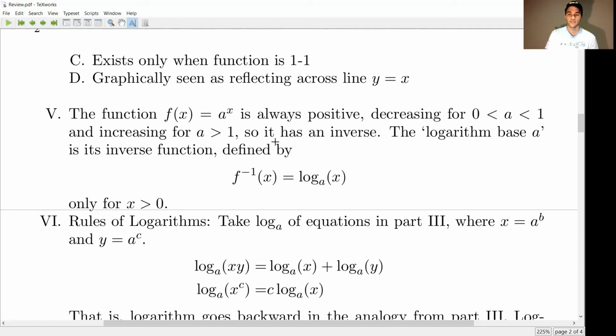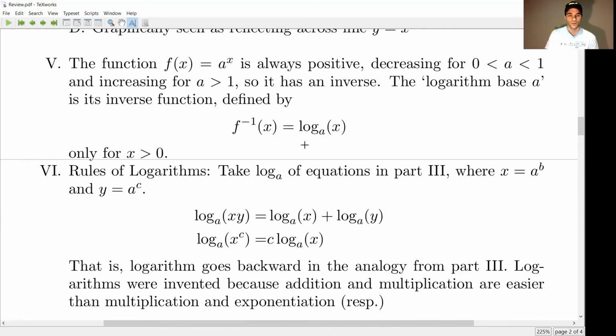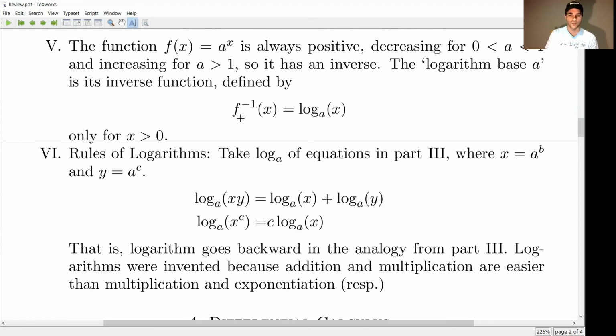We call that inverse the logarithm base a. So the inverse function of f here is log base a. So this is the notation for logarithm base a. Because a to the x is always positive, we're not dealing with imaginary numbers for anything on the P exam. That means that the inverse function will not be defined for negative values. This f inverse of x is only defined when x is bigger than 0.